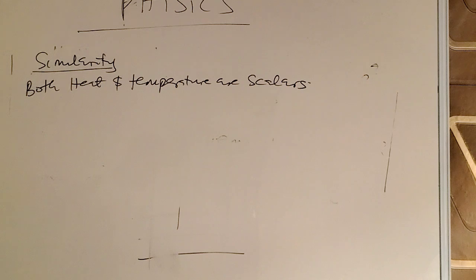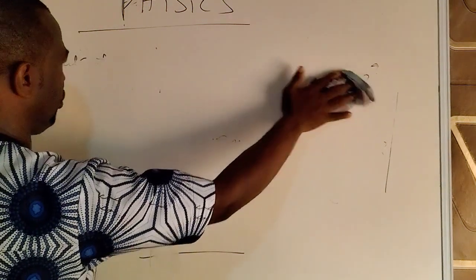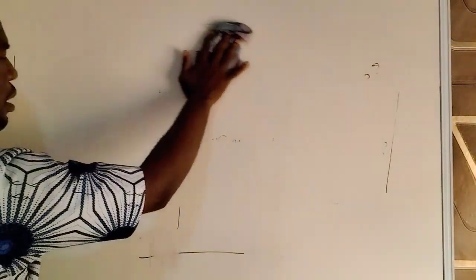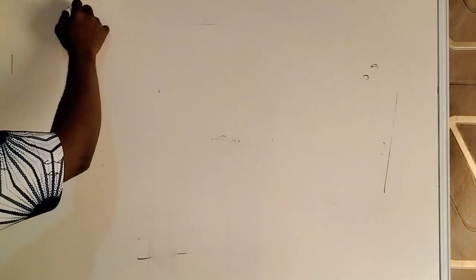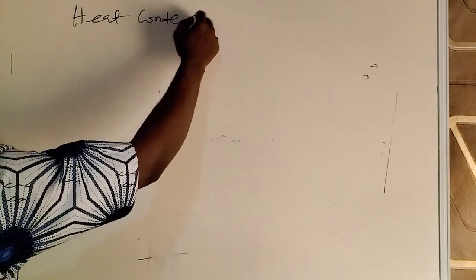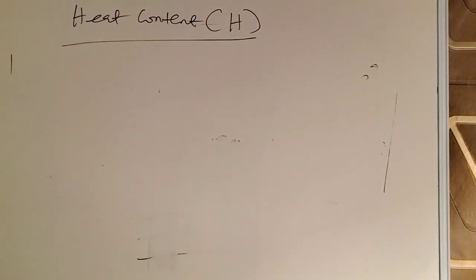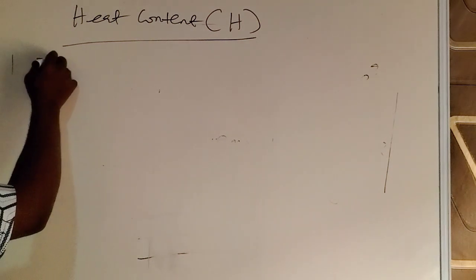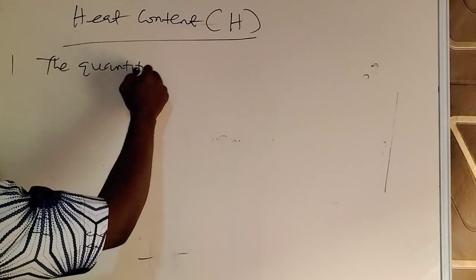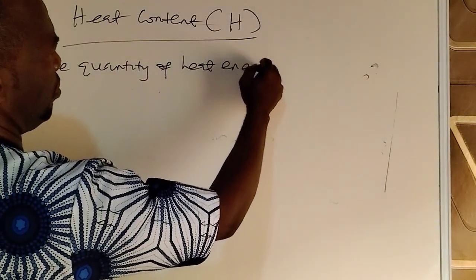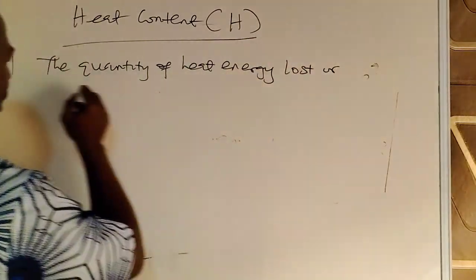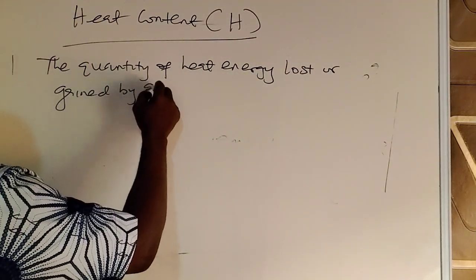So having done that, we'll now go ahead to what we have today. The major work we have today is we want to introduce what is meant by specific heat capacity. Or before we go into that, we look at the heat content of a body, the quantity of heat in an object. They call it H. So the amount of heat contained in an object, we can say, is the quantity of heat energy lost or gained by an object.